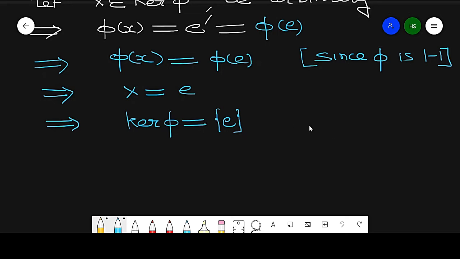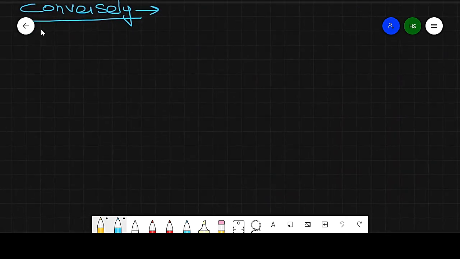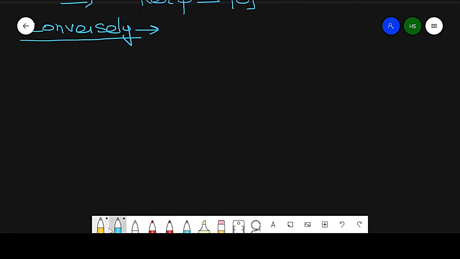So it is my first part. Now second part, conversely. So in the converse part, what is given? Given are two things. Number one, phi from G to G dash be a homomorphism.